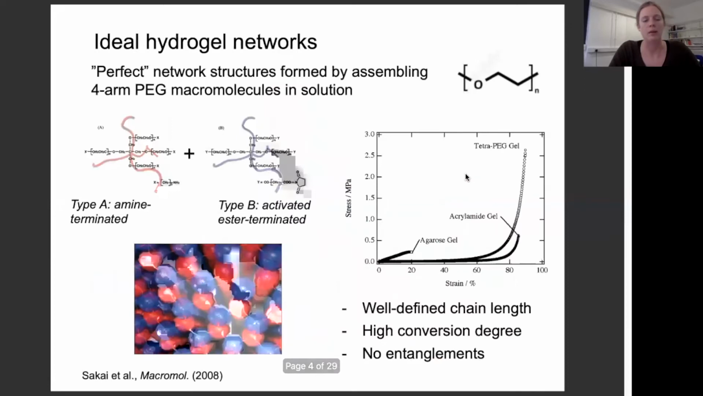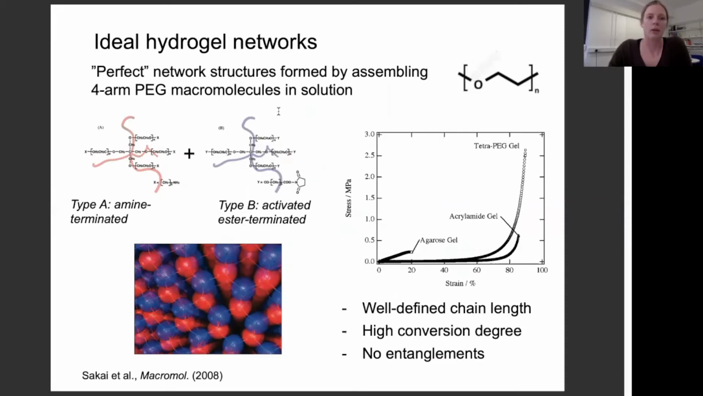And this is where the ideal network comes into the picture. These refer to a specific class of hydrogels that were introduced more than 10 years ago now by a group of researchers in Japan, led by Professor Sakai. The idea is to make hydrogels by assembling well-defined macromolecules in solution with the goal of making an almost perfect network architecture. Here we talk about PEG molecules, PEG gels.